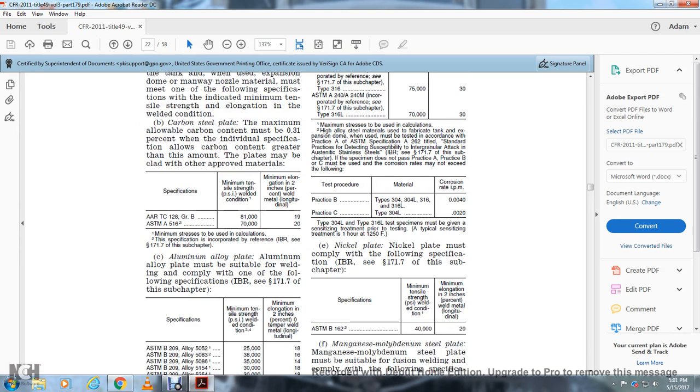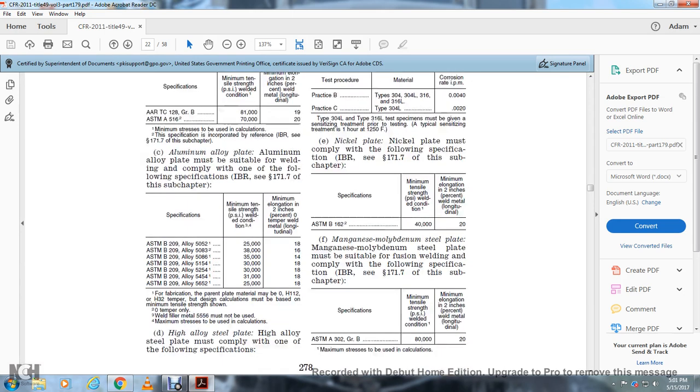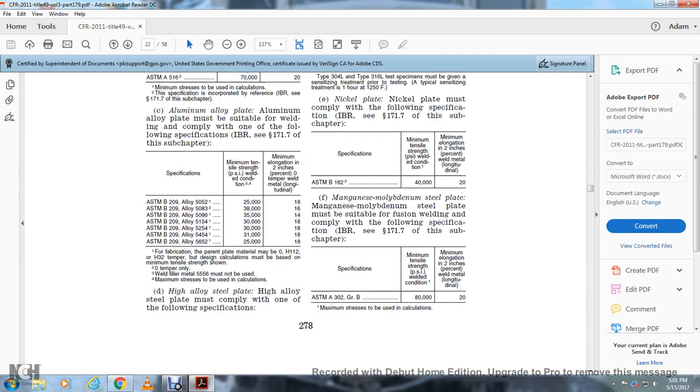Nickel plate must comply with the following specifications. See I-171-7 for the subchapter. Manganese molybdenum steel plate must be suitable for fusion welding, complying with the following specification. IBRC 171-7 for the subchapter.